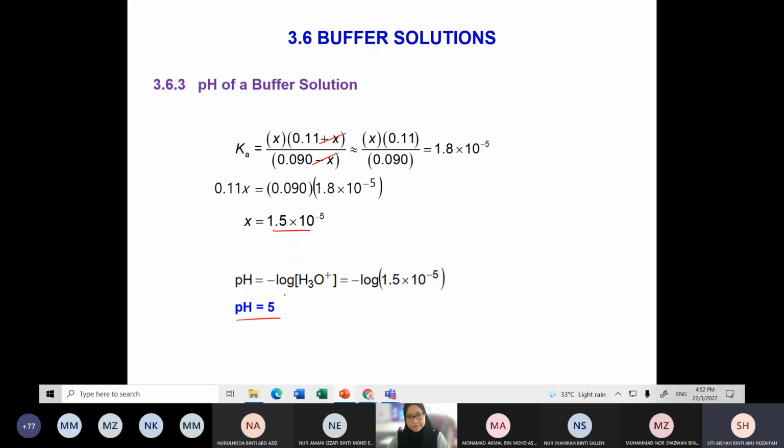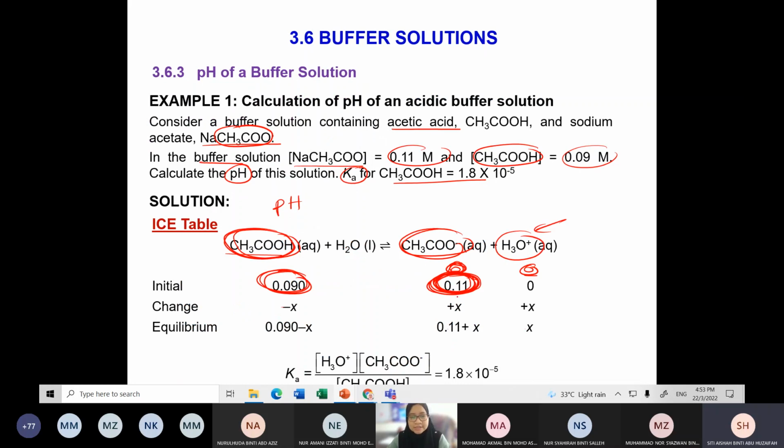Do you see it? Is the step familiar? The thing about the ICE table is that it uses the same steps. You want to find x, and that x represents the H3O+. You don't need to worry about which formula to use. Buffer or not, it doesn't matter. You use the Ka expression to calculate x. It's just that when you do the ICE table, you must be alert with this concentration. Initially it already has a value for this one. Last time we didn't have a value for this one. Both H3O+ and the conjugate base were equal to 0. But now it is there.